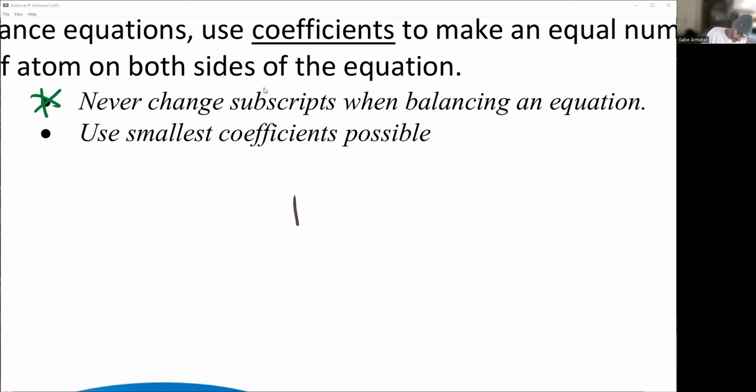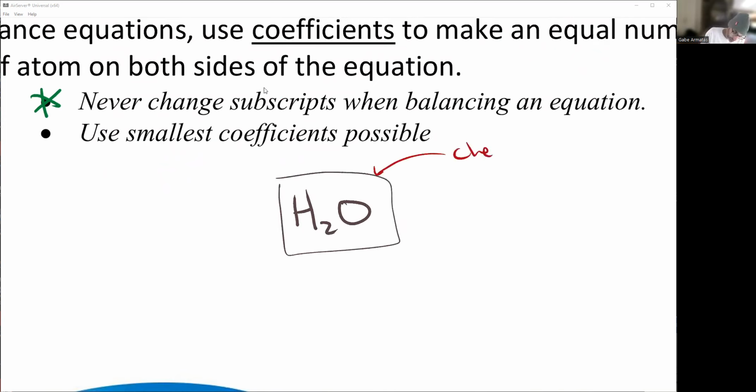So if I have water, this right here represents the chemical. If I needed more oxygen, okay, and I put a 3 there, it is no longer water. These subscripts cannot be changed, because once I change a subscript, if I were to put a 3 there, it's now no longer water. It's something else, okay? By the way, there is a subscript here too. It's just not seen. 1 is represented there, okay?